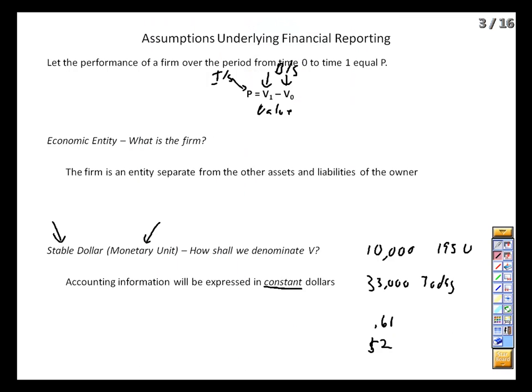Which, while a buttload of Big Macs, isn't really any different than what we could have gotten back then. From an economic standpoint, even though we have more cash, we have constant buying power. Now, how does that fit into our accounting world?